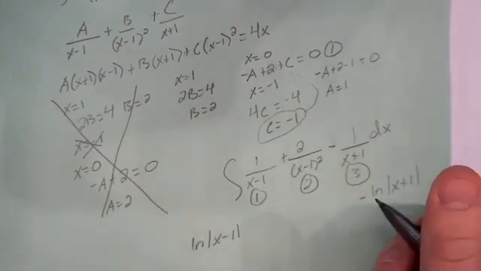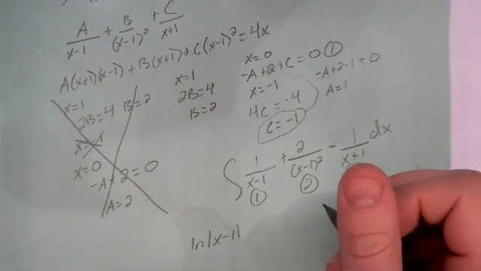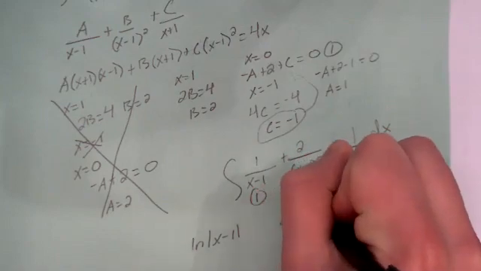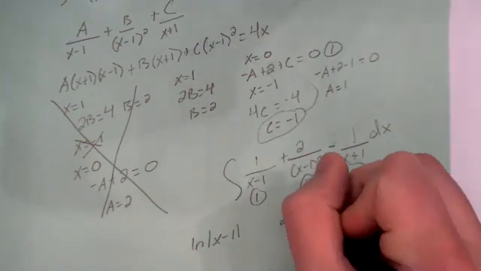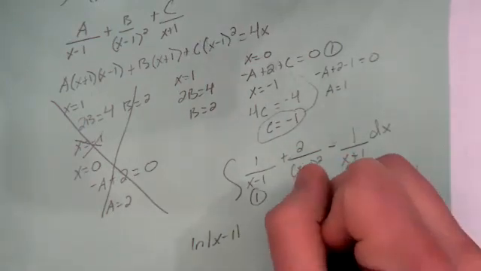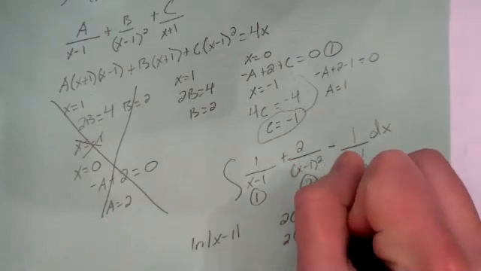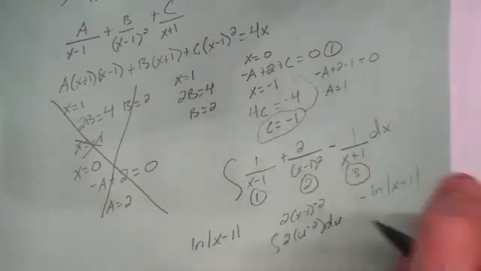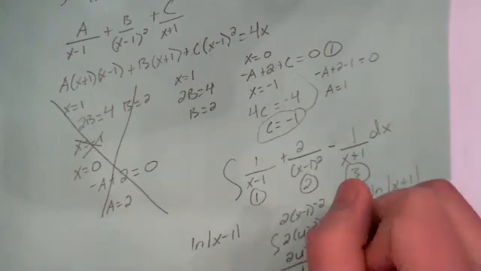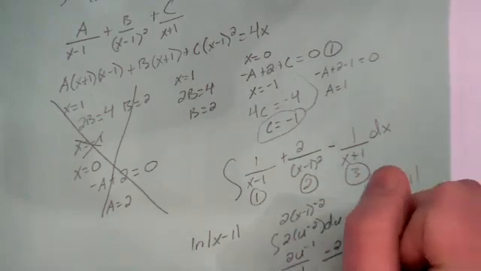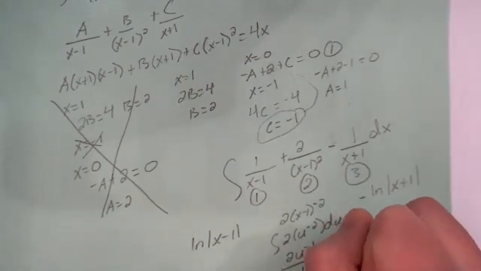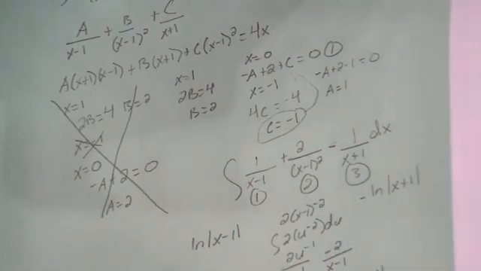And then for term 2, that's going to have to be a u-substitution. So that's 2 times (x minus 1) to the -2. If u equals x minus 1, du is just dx. So that's 2 times u to the -2 du. Then that's 2u to the -1 over -1, which is -2 over x minus 1, because that was our u.